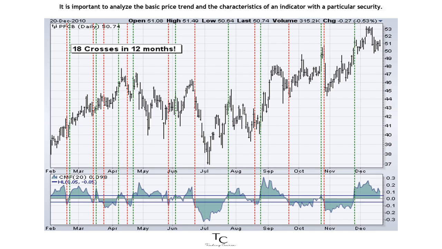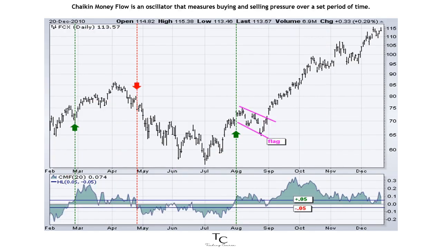It is important to analyze the basic price trend and the characteristics of an indicator with a particular security. PFCB exhibits some trend, but price action within this trend is choppy and money flow cannot maintain a positive or negative bias. It would be better to find a different indicator for this stock.